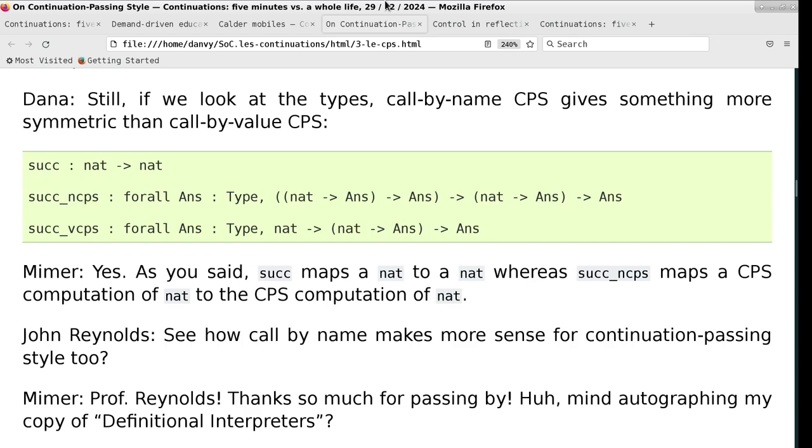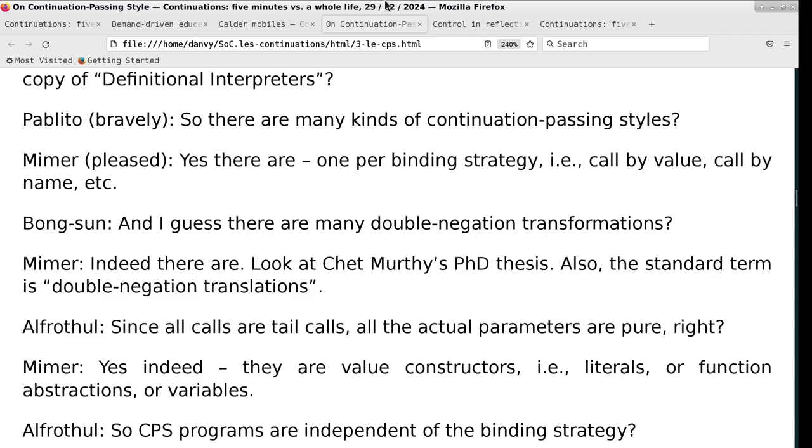Prof. Reynolds, thanks so much for passing by. Mind autographing my copy of Definitional Interpreters?